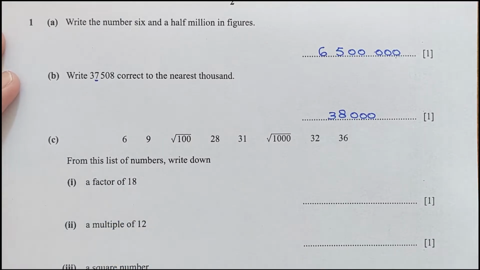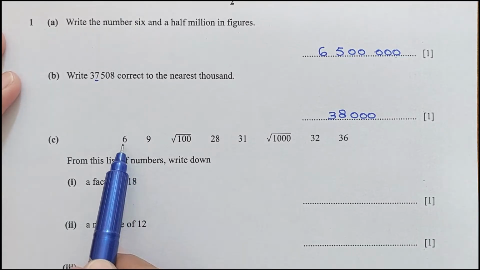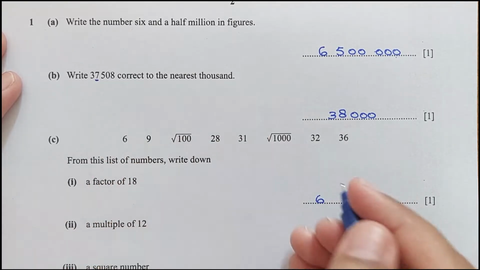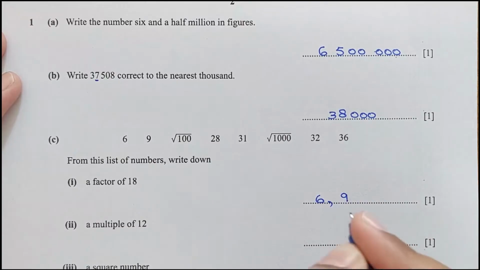Now for part C, from this list of numbers, write down a factor of 18. A factor of 18: 6, because 6 times 3 is 18. And 9, because 9 times 2 is 18. And not the rest of the numbers.